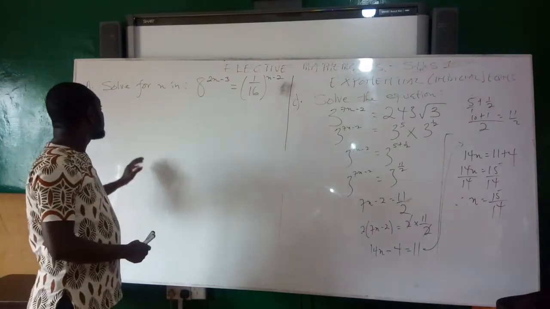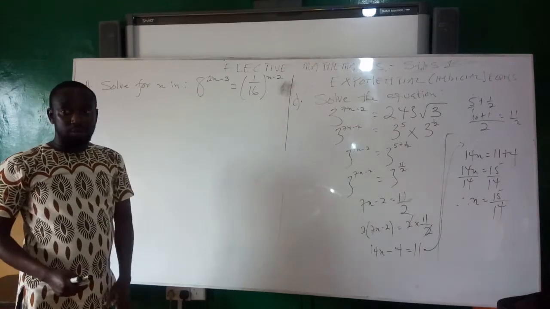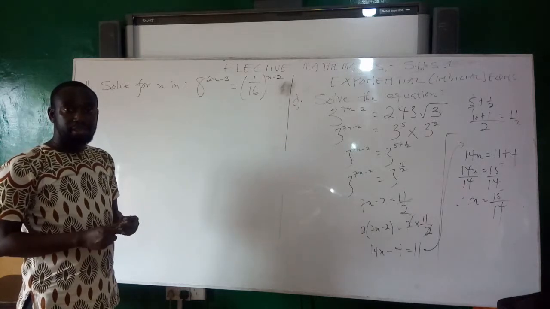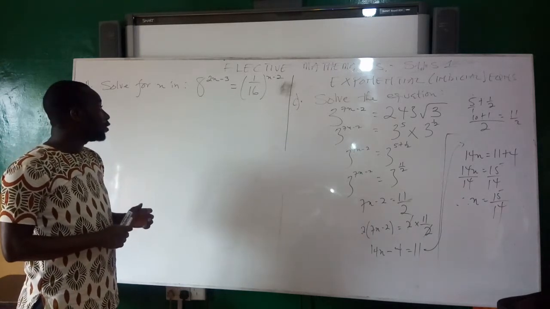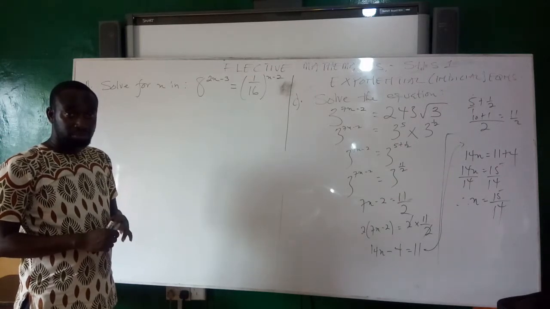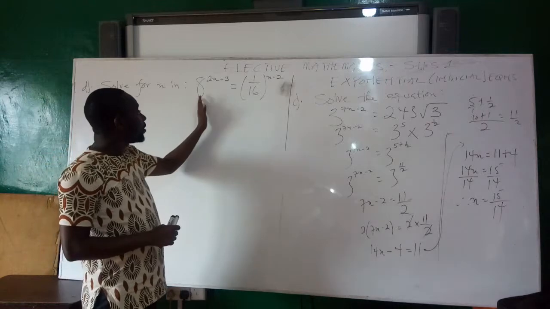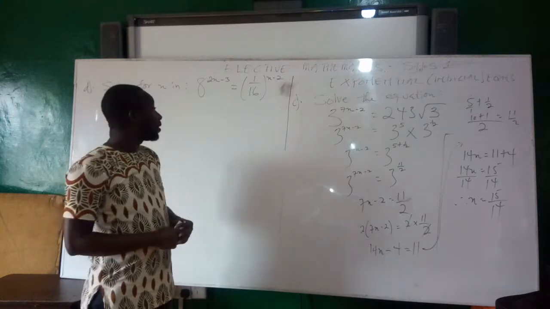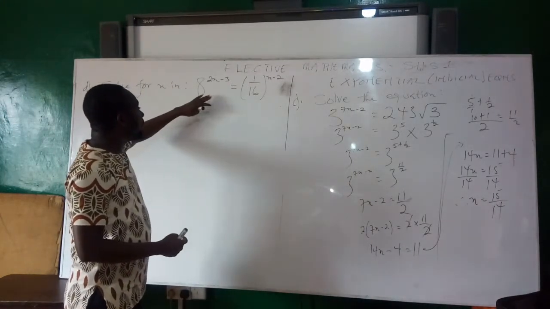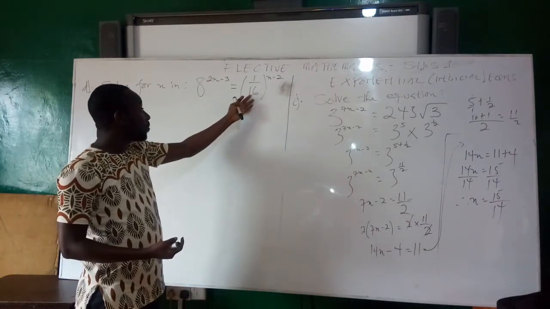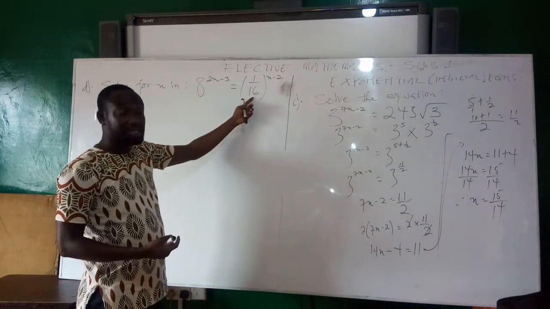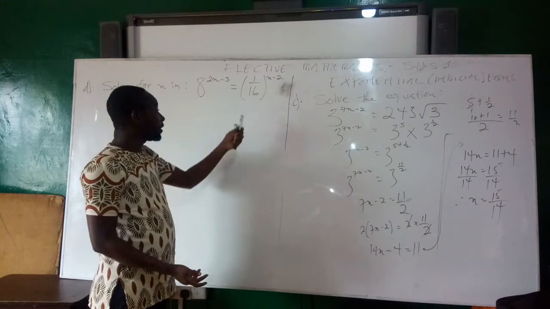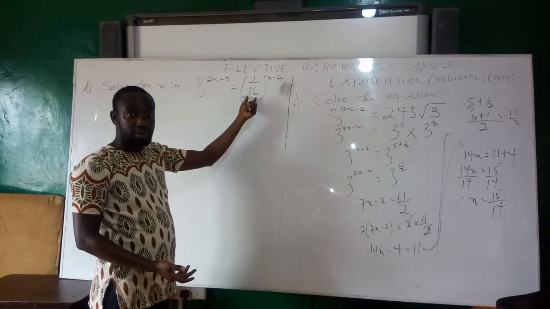Question 4. We are to solve for x in 8 exponent 2x minus 3 equals 1 on 16 exponent x minus 2. So let's look at how we solve this question. Now, we need to make the 8 and the 1 on 16 get a common base. We have 16. Someone will say that 16 is a multiple of 8, so the person might write 8 times 2 to give us 16. Or someone might write 8 squared. Now 8 squared is not 16, because we are dealing with indices, so powers or exponents.